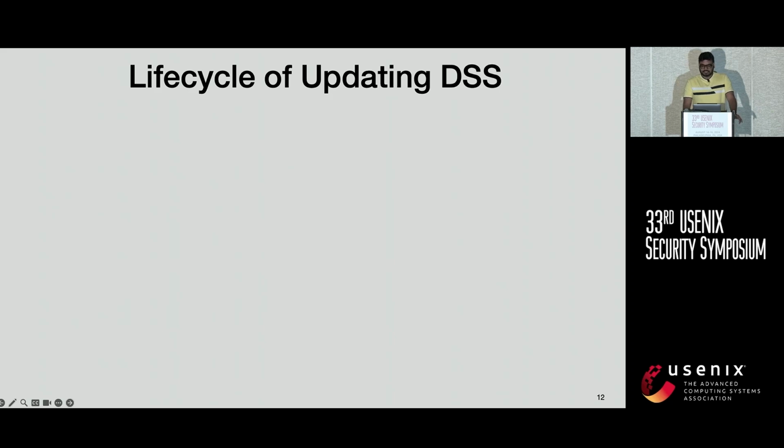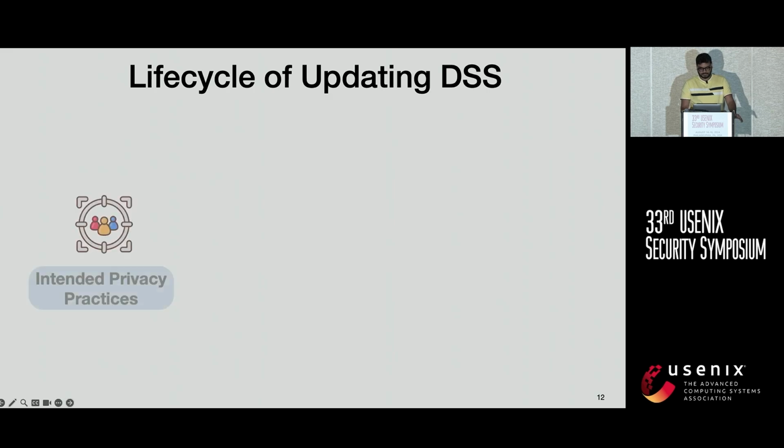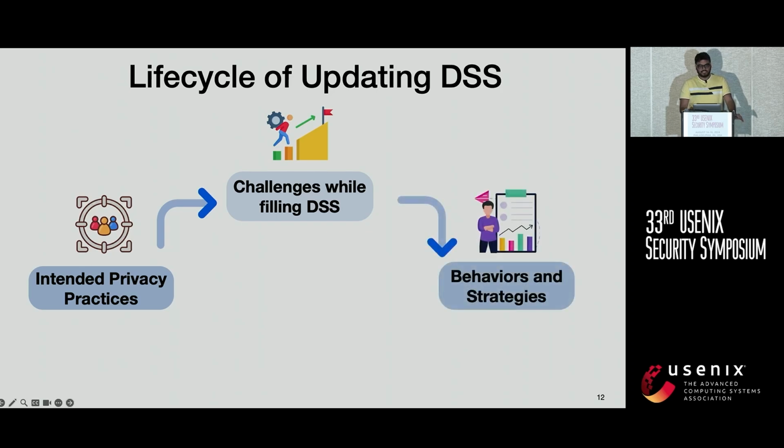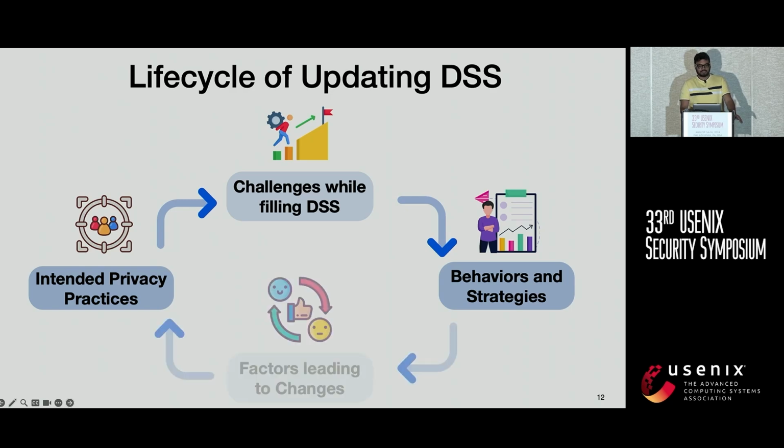So the thematic analysis revealed the life cycle of updating DSS as experienced by developers. First, they deduce their intended privacy practice based on their app implementation. Now, while attempting to fill this in the DSS form, they face several challenges. These challenges result in strategies to initially fill out the form and get it accepted. Now, after submitting the initial form, there might be inaccuracies which lead them to update the form. In the next few slides, we'll delve deeper into each of these components.